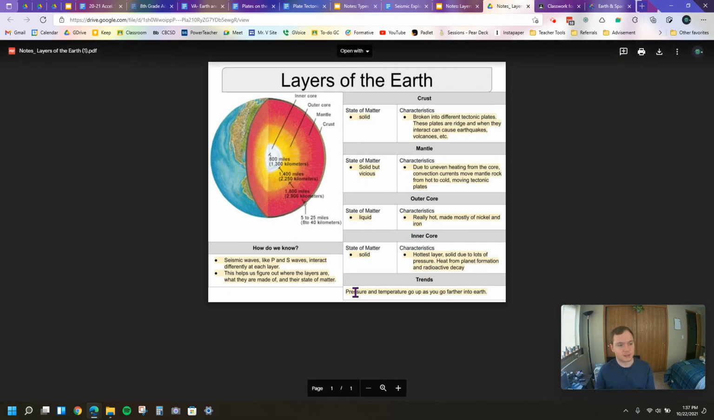Some different trends, basically the pressure and the temperature go up as you go down. So they're getting higher as you go farther into Earth. And how do we know this? That's why we're learning about those seismic waves. That gives us an idea of the material and some of the stuff it's made out of. That's what that talks about there.